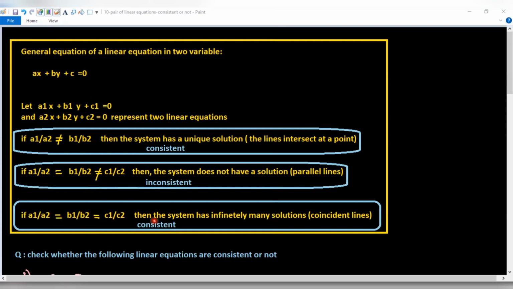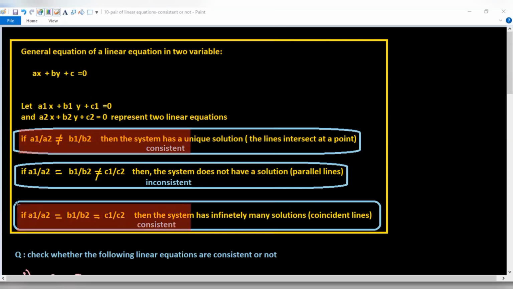And if all the three ratios a1 by a2, b1 by b2, c1 by c2 are the same, then both the lines are on the same line, or we can say they are coincident lines. Coincident lines mean all the points on that line come under the solution, or they have infinitely many solutions, and since they have a solution, it is consistent. Whenever the system of two equations has a solution, then it is consistent. When they are not meeting at any point, it is inconsistent.